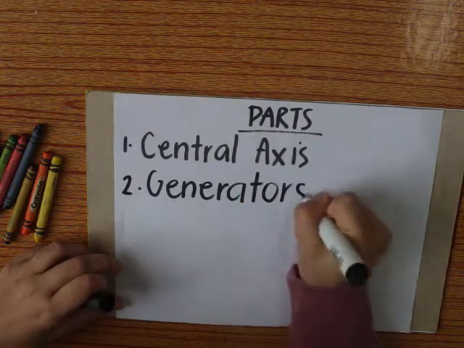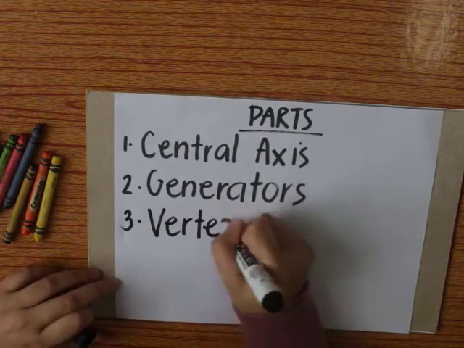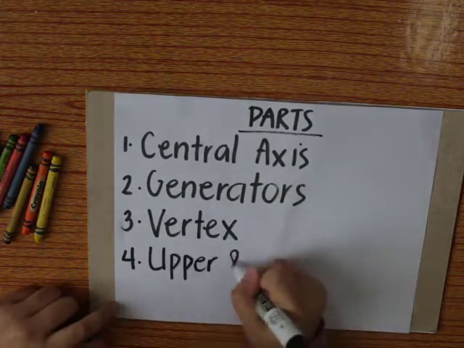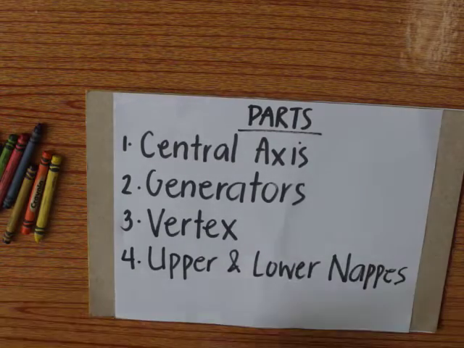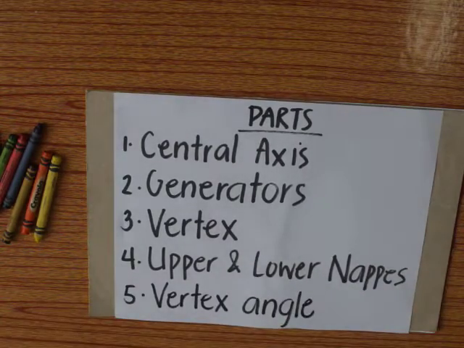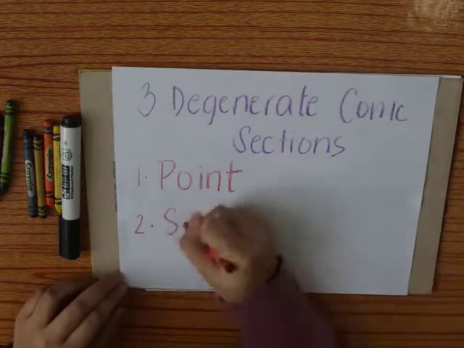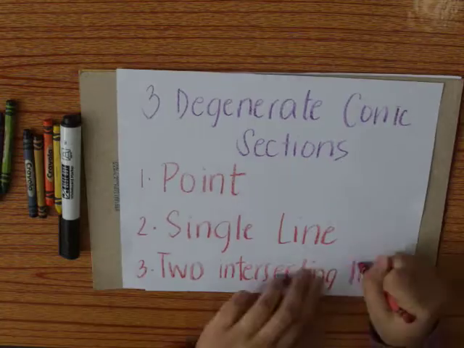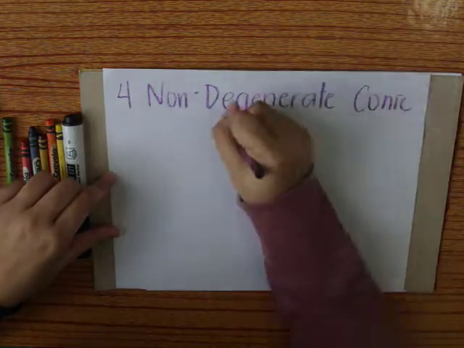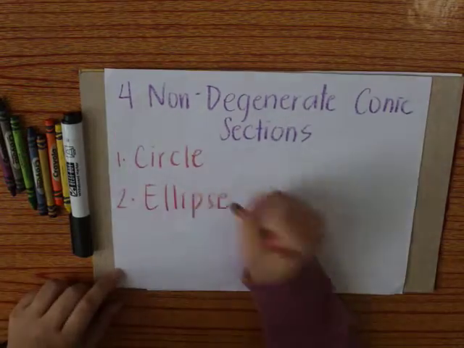Parts of a double-napped circular cone. We have central axis, generators, vertex, upper and lower nappes, and vertex angles. Out of this, the three degenerate conic sections are a point, single line, and two intersecting lines, while the non-degenerate conic sections are circle, ellipse, parabola, and hyperbola.